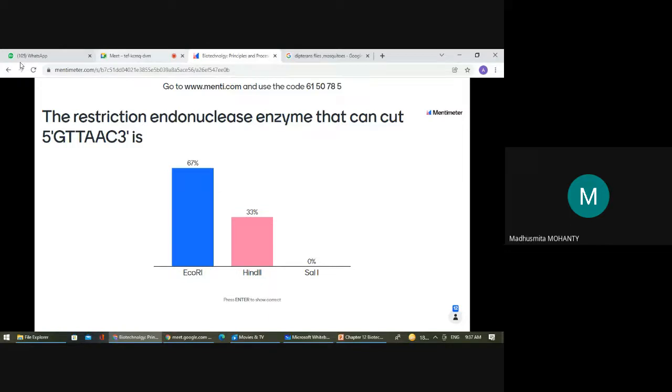HindII. Yes, it is HindII. So you can see this is more highlighted here. This HindII is the right answer.